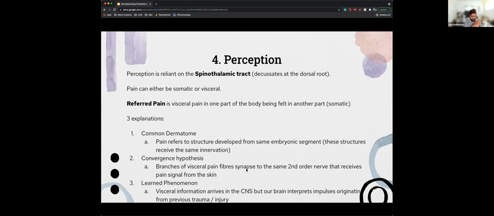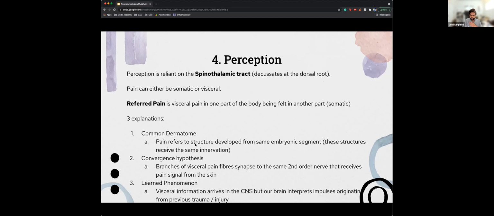Now, someone asked, do we need to know the specific locations of referred pain? Probably not, not at this level, for NeuroPhys at least, but definitely when you guys do cardio and all that, it'll be under the pathology and clinical stuff. C3, C4, C5, that was for the diaphragm. So that's what keeps the diaphragm alive, essentially. C3, C4, C5 innervates the diaphragm.